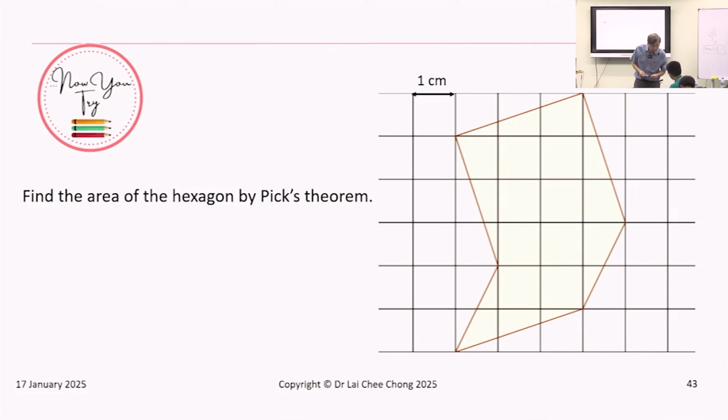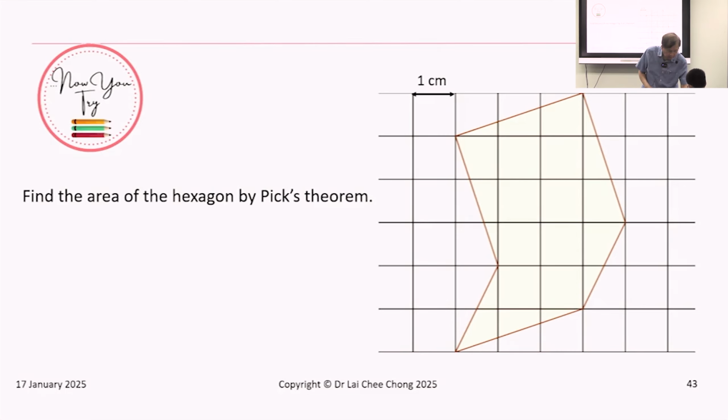The line is going like this. Count as boundary points. Yes, these are all boundary points, correct. These are the interior. Yes, correct. Okay. Now you can do the next question here.